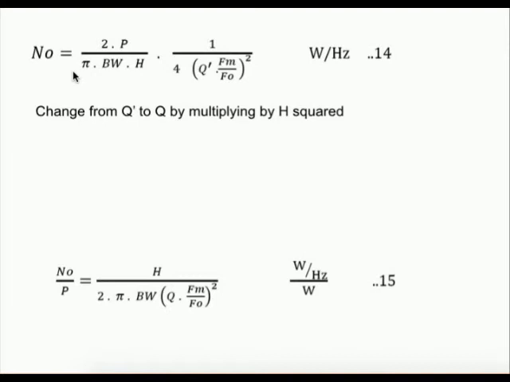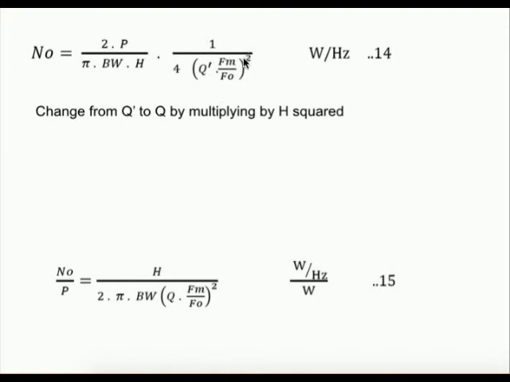Right, now this is just putting the actual variables in for what we said before. The output noise is equal to the peak output power spectral density multiplied by the resonator function. And now we're going to change from Q dash to Q by multiplying by H squared. Here by Q dash what we mean is not the loaded Q of the resonator, but the loaded Q of the resonator acted upon by feedback.